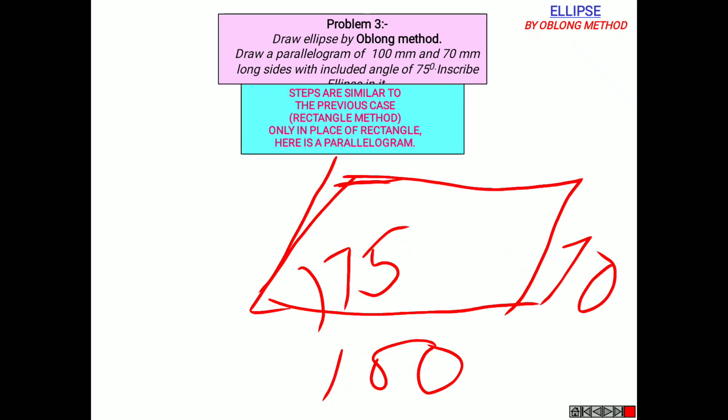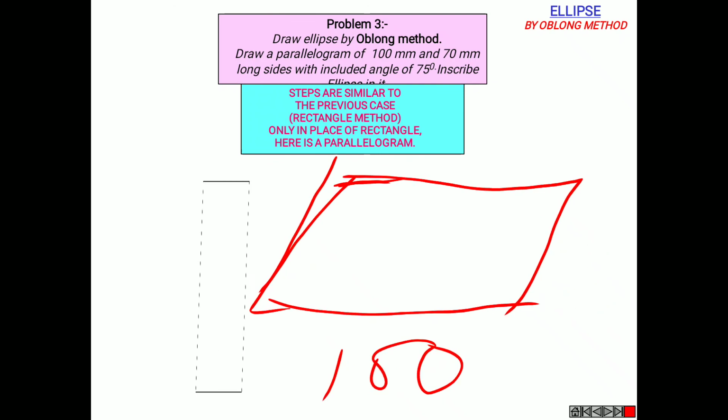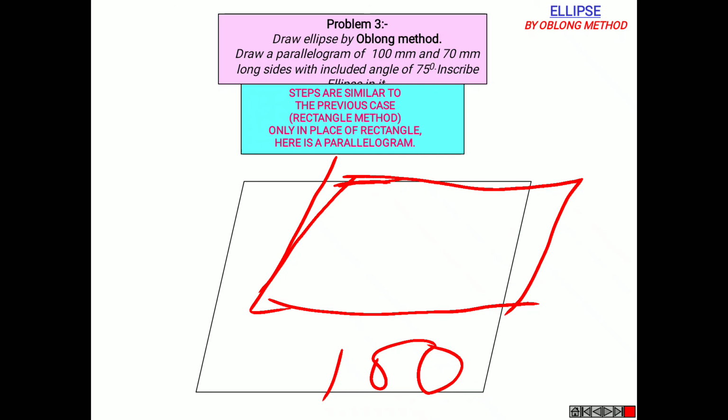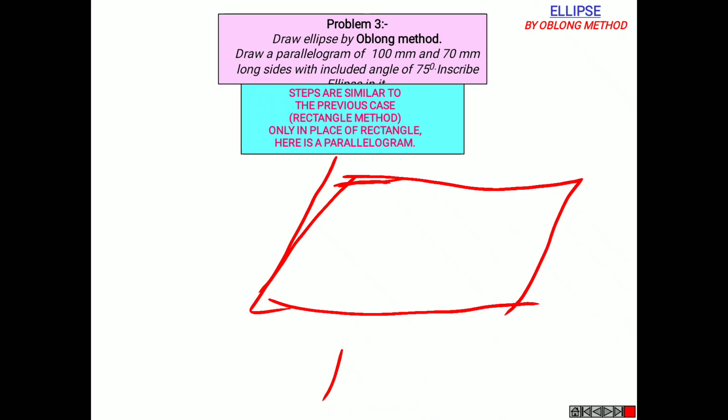So before that we'll see this. We'll remove this. So what is saying, the steps are similar to the previous case, as a rectangle method, only in place of rectangle here is a parallelogram. So the rectangle method and oblong method is same, only the difference is there you will just observe a rectangle. Here instead of rectangle we will be seeing a parallelogram.